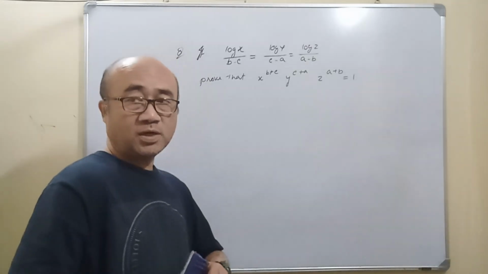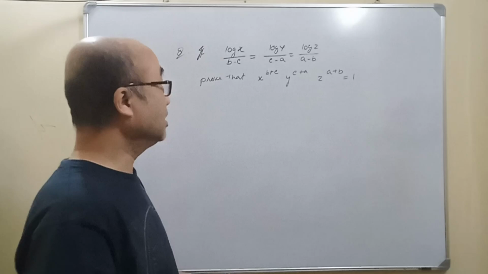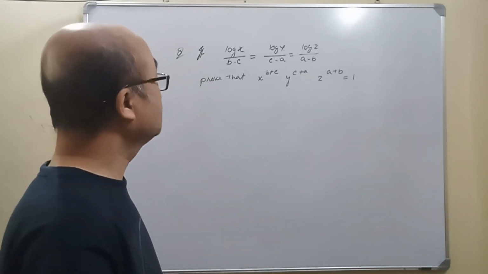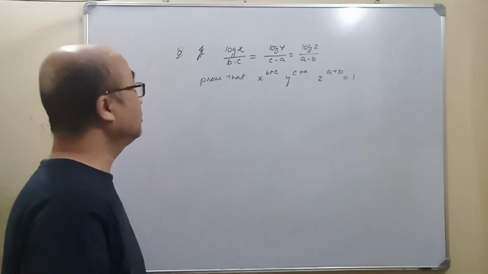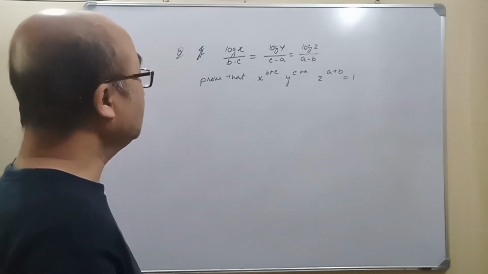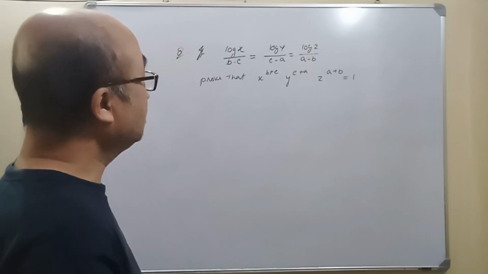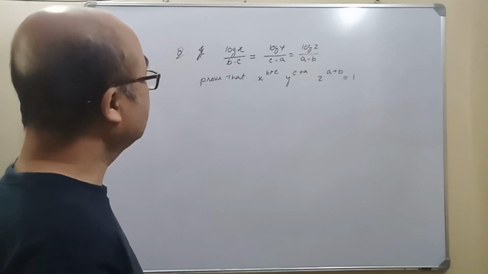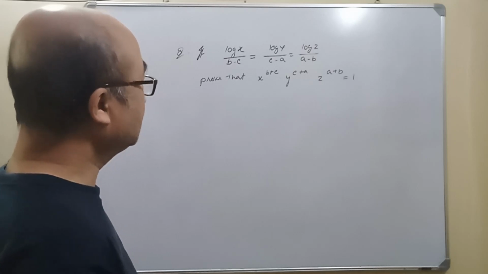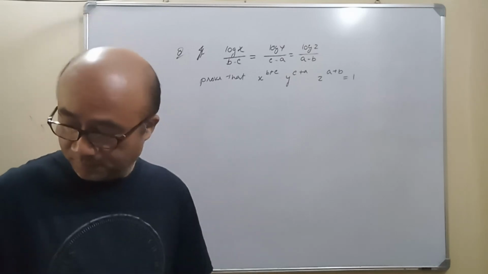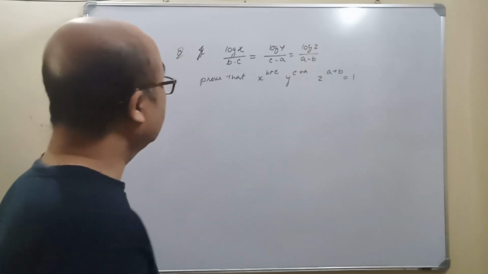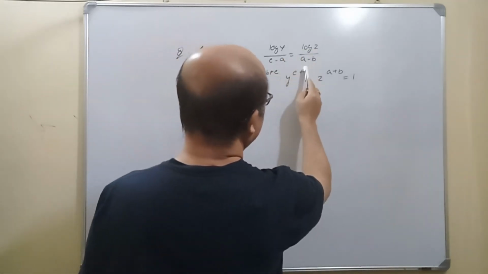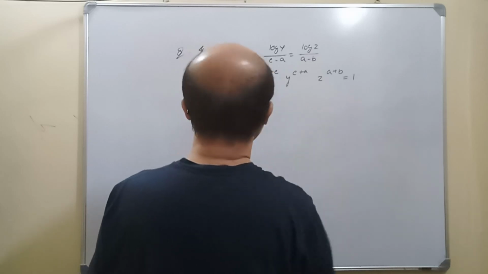So this is a logarithm problem, class 9. If log x by b minus c is equal to log y by c minus a is equal to log z by a minus b, then prove that x^(b+c) y^(c+a) z^(a+b) is equal to 1. So the condition is given: log x by b minus c, log y by c minus a, log z by a minus b. We have to prove this.